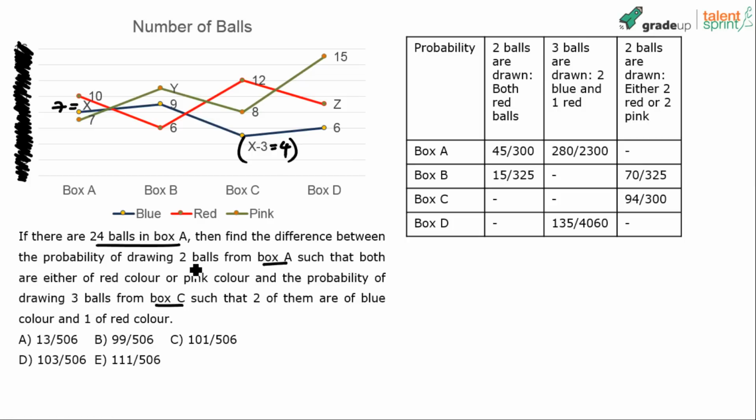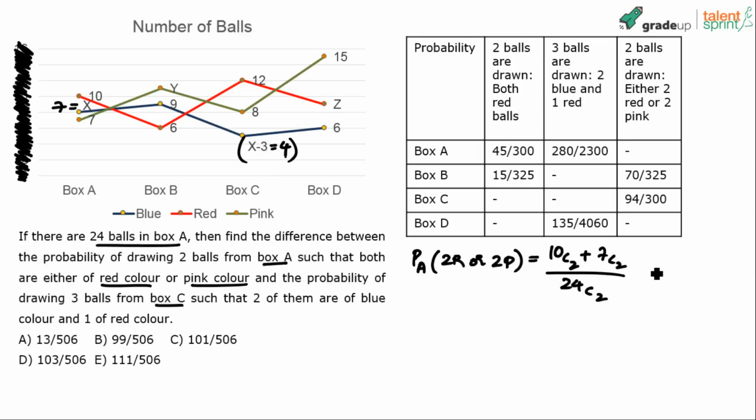Now, probability of drawing 2 balls from box A such that both are either red color or pink color. So probability that 2 red or 2 pink are drawn from A. From box A, you draw either 2 red balls or 2 pink balls. So what's the probability? See, how many red balls are there in box A? 10. So choose 2 balls out of that, 10C2. Plus, how many pink balls are there in box A? 7. 7C2. Divide by total, how many balls are there in box A? 24. 10 plus 7 plus 7. 24 is anyway given here. So 24C2. This is the value.